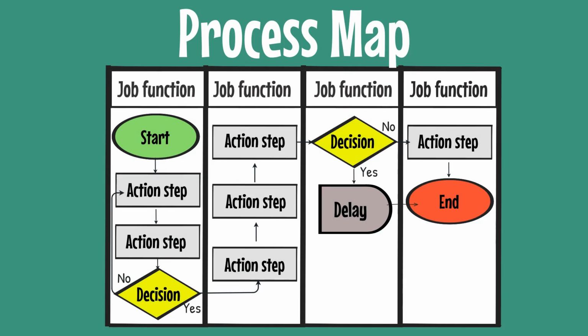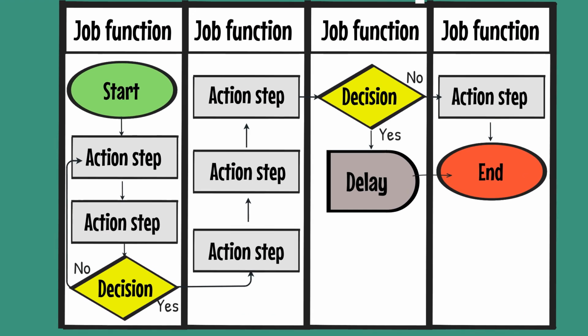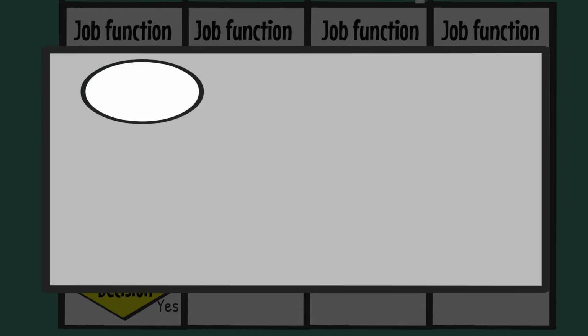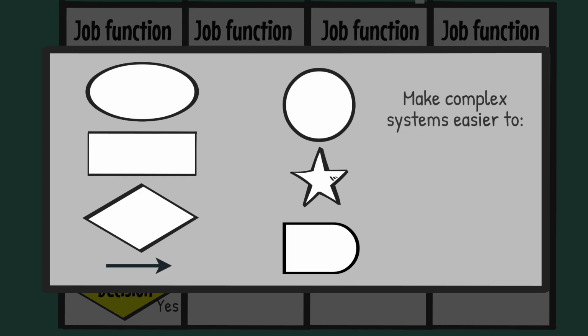In this video, we will take a closer look at how process maps are built and how to read them. Process maps typically use a set of standard symbols to represent the different types of steps or actions in a process. These symbols make complex systems easier to understand, analyze, and improve. Here are the most commonly used ones.